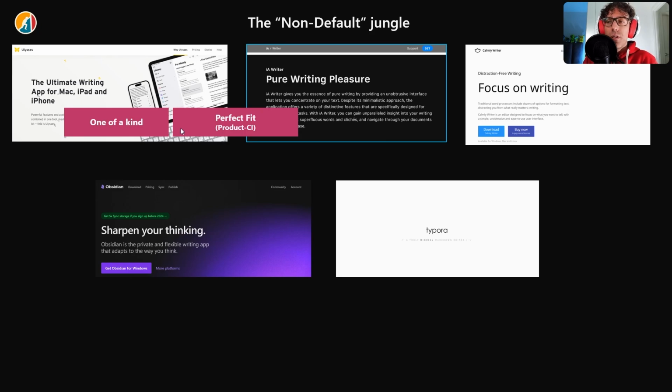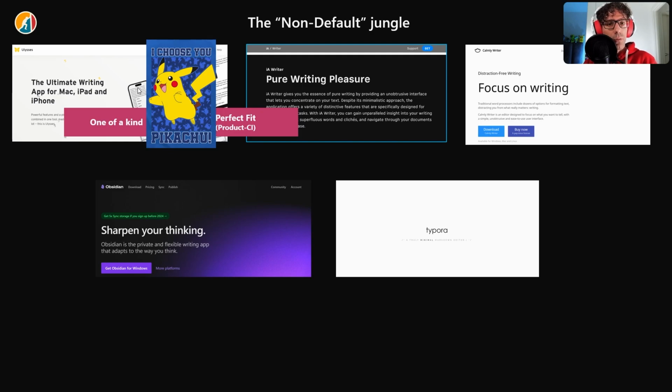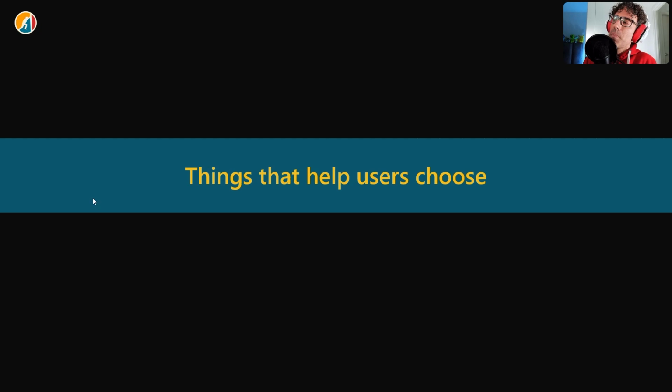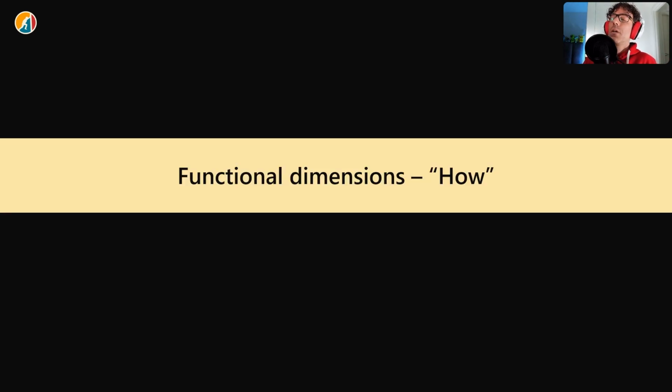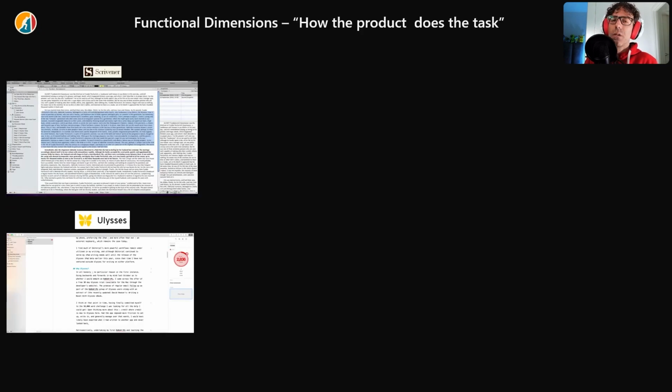We need both, so when the user is looking at all the other solutions trying to choose one, he sees us and says, I choose you, Pikachu. That is what the Pikachu trainer says when he's choosing one based on context and task. So, we know intuitively that there are some things that can help a user choose one solution over another. One of these is the functional dimensions, how the product does the task. What do I mean with that?